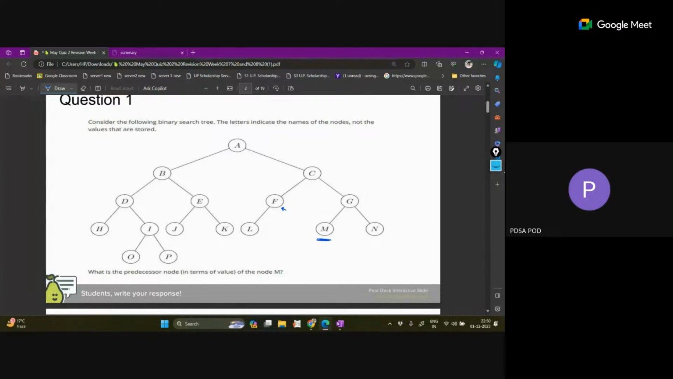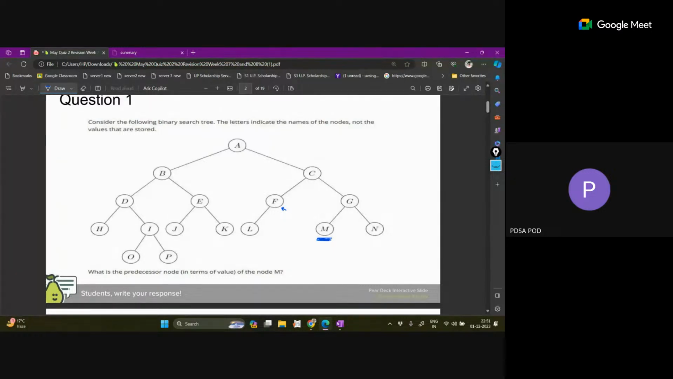So actually, this is just a representation by the character, but it may be some value. But overall the tree is a binary search tree. Binary search tree means this rule should be followed: every left child should be less than the parent, and every right child should be greater than the parent. This property is fulfilled. So this is a binary search tree, but we don't know the values, and we are asking what is the predecessor of this M in terms of value.